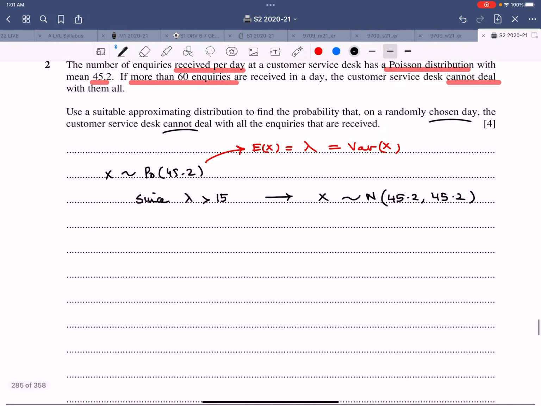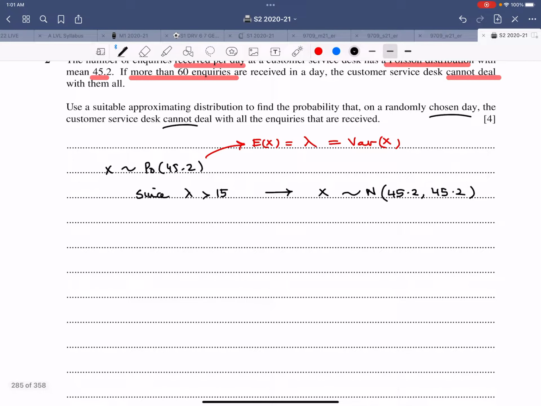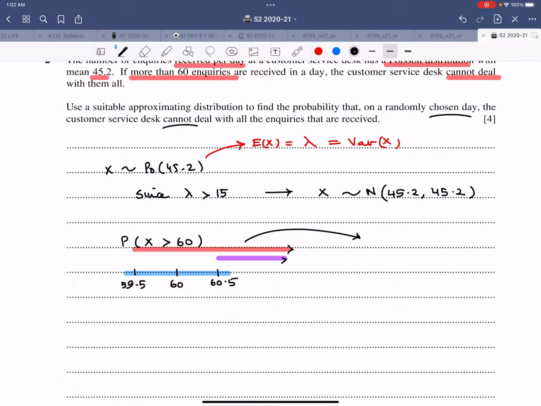Now you have to calculate the probability of more than 60, probability X greater than 60. Do continuity correction. On a number line, mark 60, mark 60.5 and mark 59.5. Now there are two options. The first option is this one. The second option is this one, which is the correct one. Since 60 is non-inclusive, after continuity correction this becomes probability X is greater than 60.5.